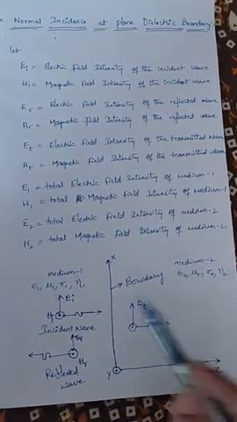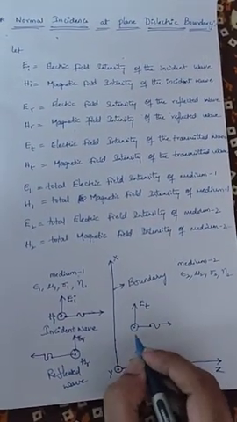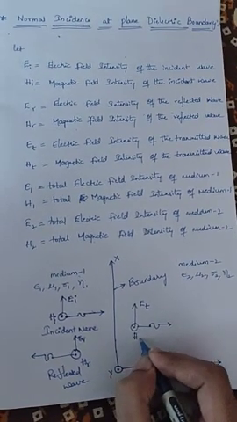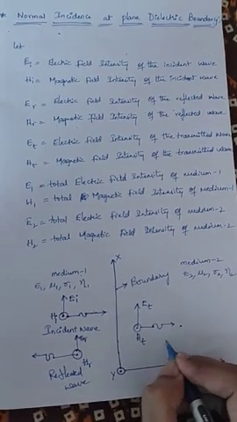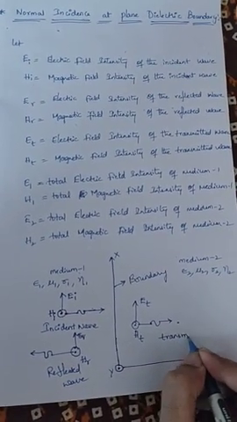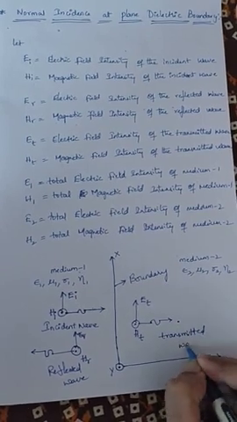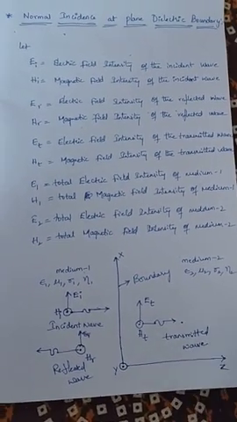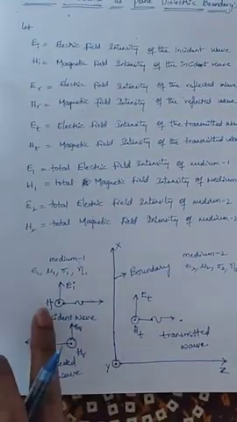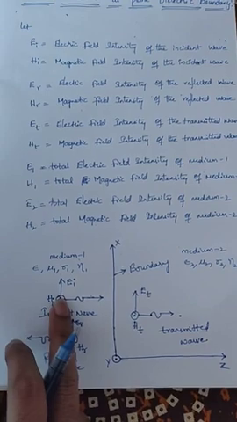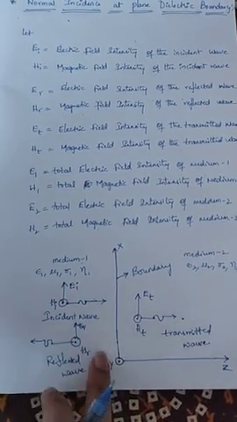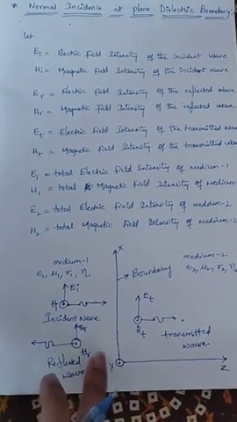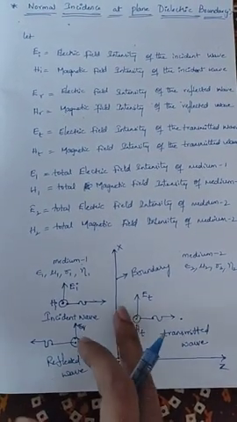So the transmitted one must be in medium 2. What is represented is HT. Sorry, this is the transmitted wave. Now by seeing this diagram, we can say that the wave which is traveling in this particular direction, when it hits the boundary, some part of the wave is reflected back and some part of the wave is transmitted to medium 2.